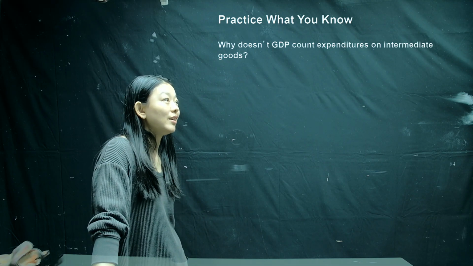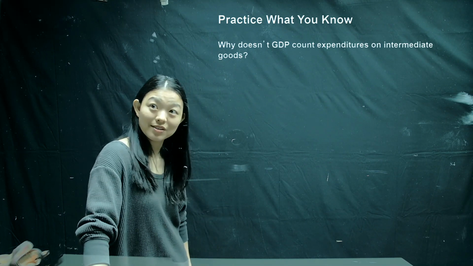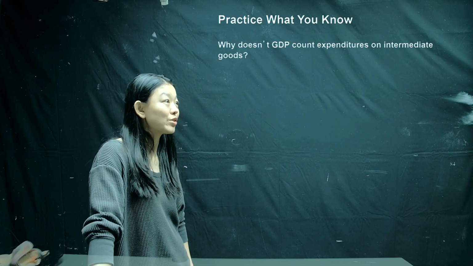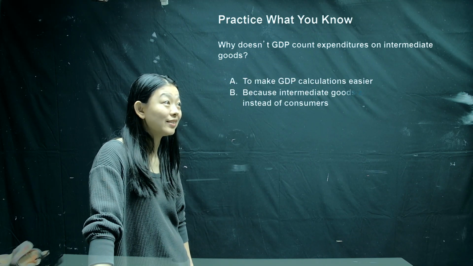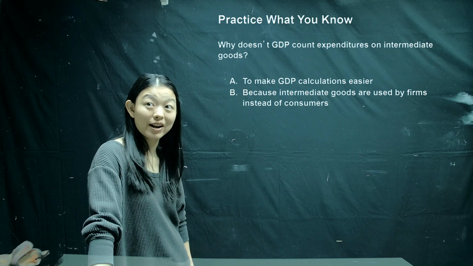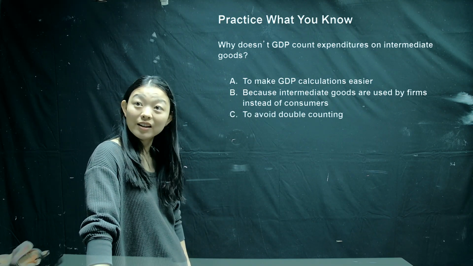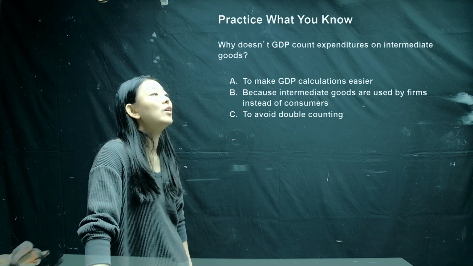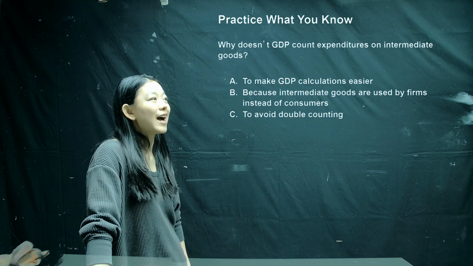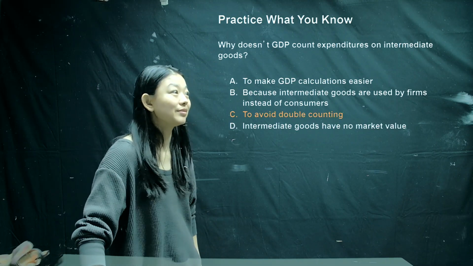Why doesn't GDP count expenditures on intermediate goods? Because it would result in double counting, right? The intermediate goods are already included in final goods, right? So why don't we count the intermediate goods? Because we want to avoid double counting.